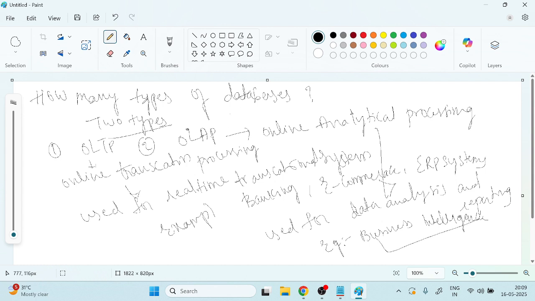And how many types of databases do we have? We have 2 types of databases: OLTP and OLAP. Is it clear, everyone? Is it clear, everyone, guys? Until here, do you have any doubts? Everyone, is it clear up to here? ERP systems and everything.